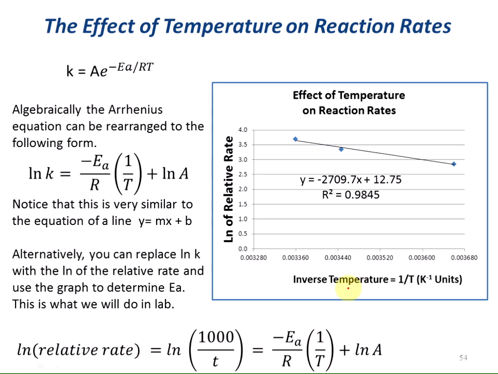And this gives you an idea of some of the representative data that you'll be collecting. So from this equation of the line, the slope is minus 2,709. If we multiply this slope by the gas constant and by -1, we can get the energy of activation for this reaction.